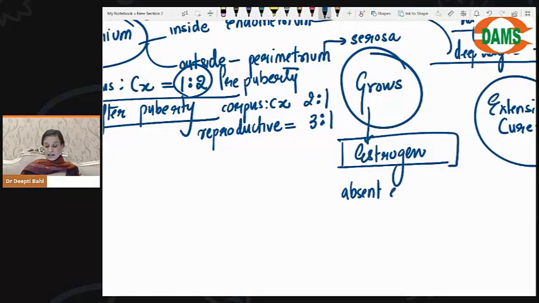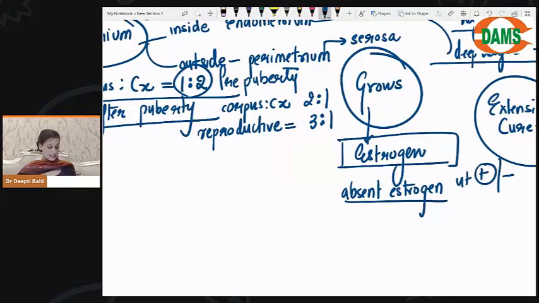If there is absent estrogen, will the uterus be present or absent? What would be the answer? If there is no estrogen, will the uterus be present or absent? The uterus can be present, because the presence or absence of the uterus is not dependent on estrogen.